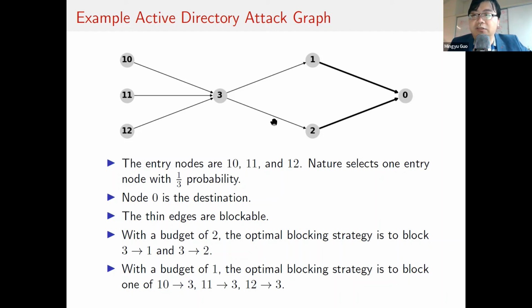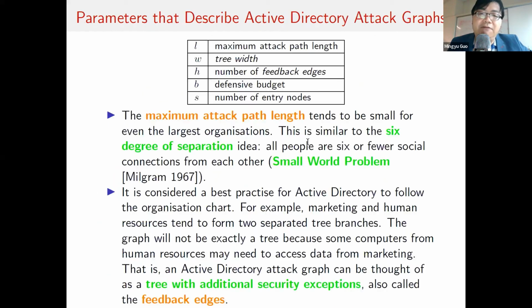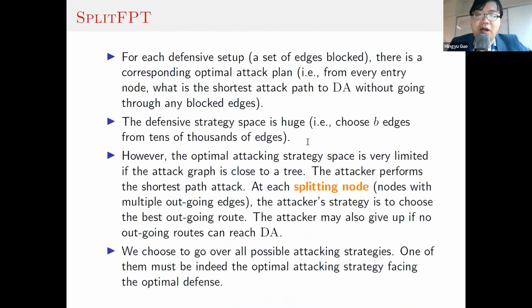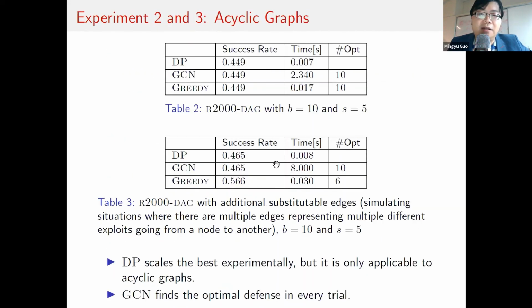These are substitutable edges. So essentially, this can model a scenario where from one node, there are 2 separate exploits, 2 different ways to hack into future accounts. So that would be basically the substitution edge structure. If we throw in this kind of structure to our experiment, then greedy would fail. And then GCN still produces the optimal result 10 out of 10 trials.